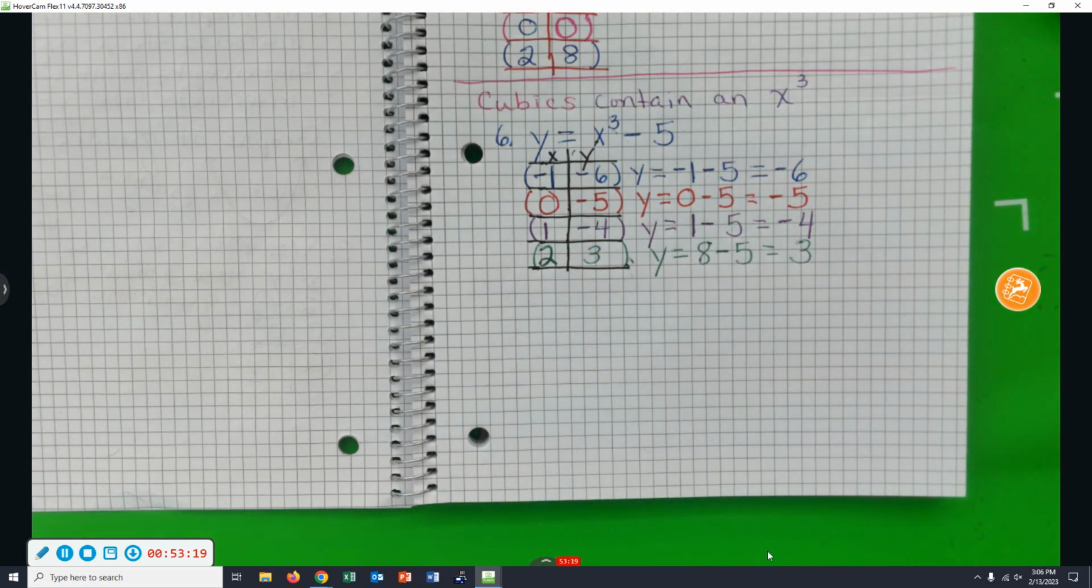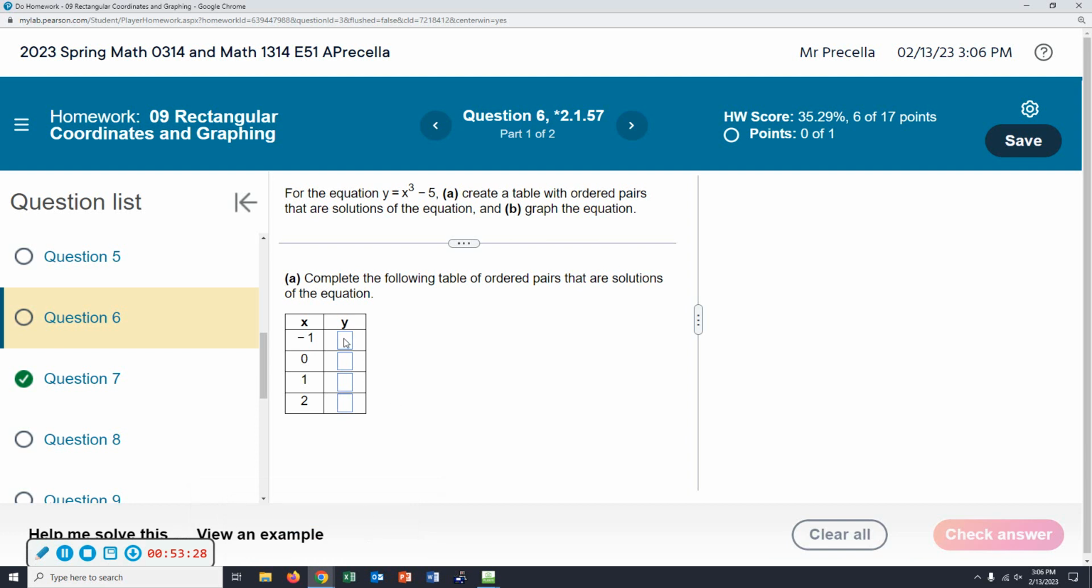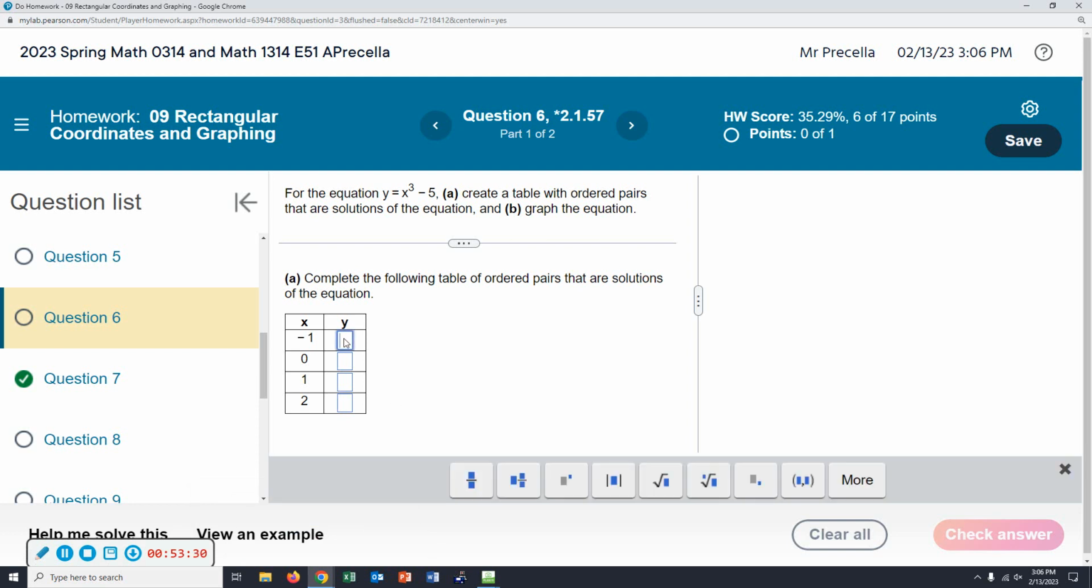So, I will now go punch these numbers in so it'll tell me I've done them right. And then we're going to use a cubic tool. Let's see, -6, -5, -4, +3.